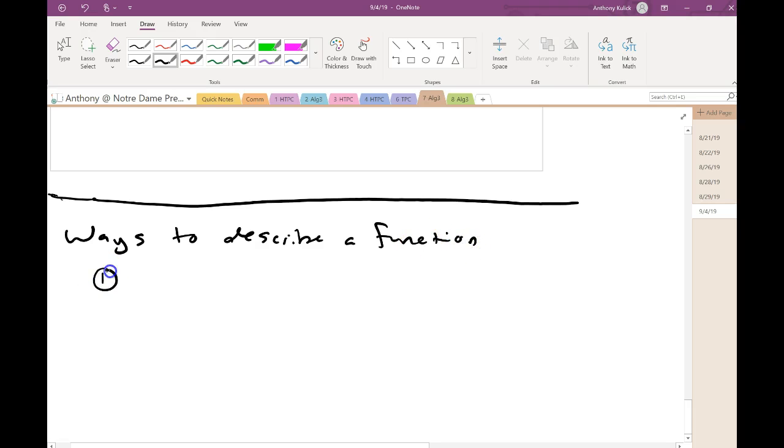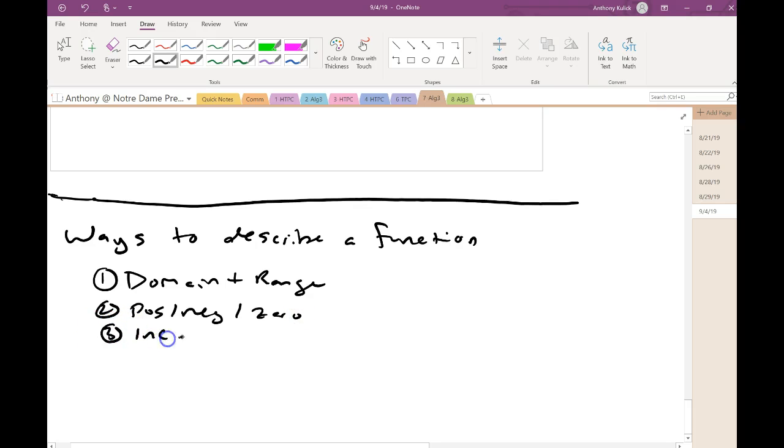So just to recap, what we've been talking about were ways to describe a function. We've talked about domain and range. We talked about positive, negative, 0. We talked about increasing, decreasing, and constant. We talked about extrema. We've talked about end behavior.